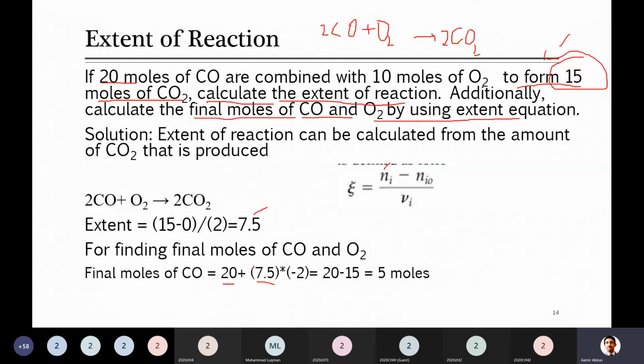What is 7.5 here? The extent of reaction, which we calculated in the last step, multiplied by the coefficient in the equation. It is 2CO and it is a reactant, so it will be -2. So overall you can see it is 20 minus 15, which is equal to 5 moles. It means still 5 moles of carbon monoxide are unconverted.